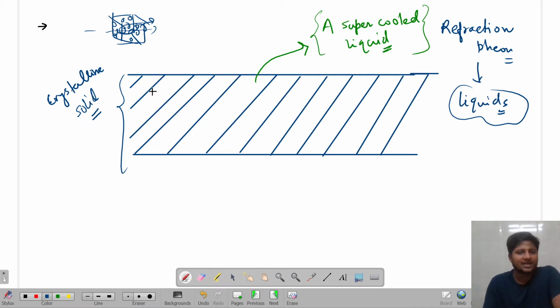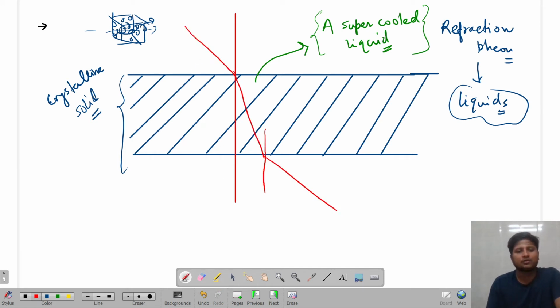So here glass is a super cooled liquid, and light can travel inside this particular glass. Got it or not? When it travels, which law will it follow? It will not follow the normal property, it will follow the refraction property. Got it or not? Yes or no? This is the property.